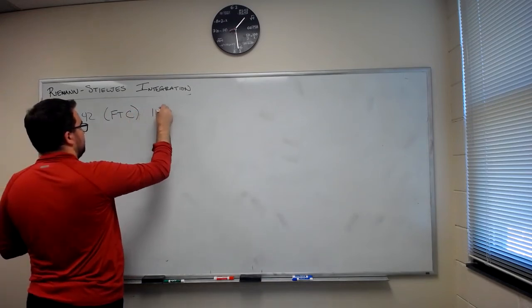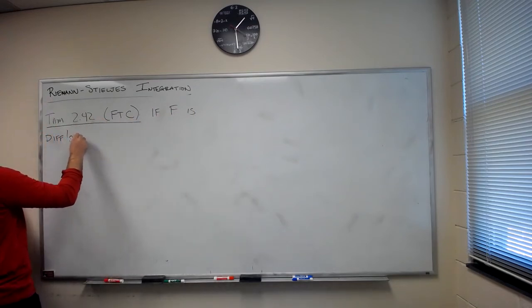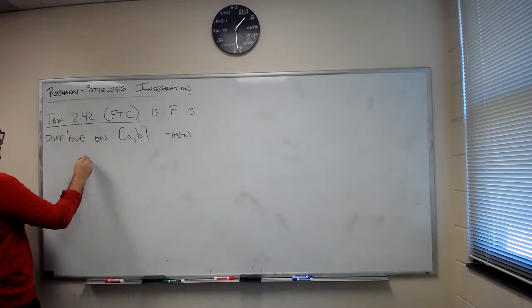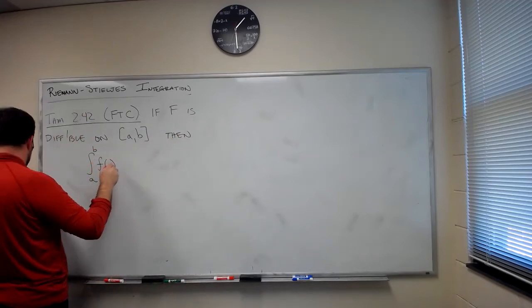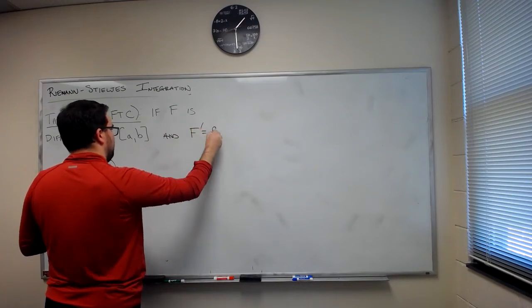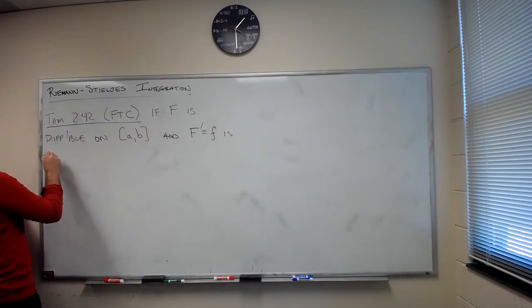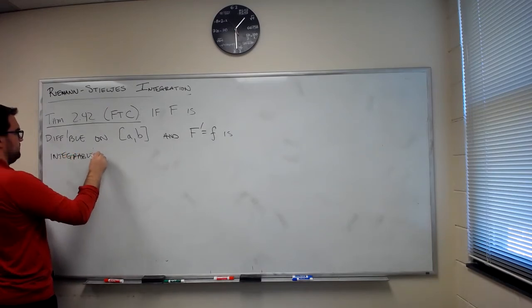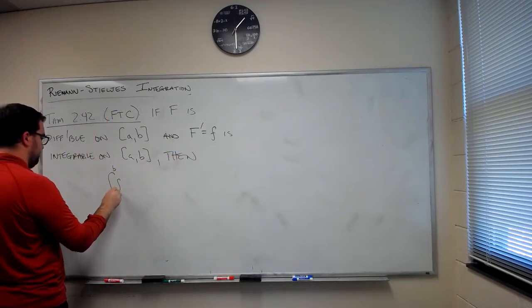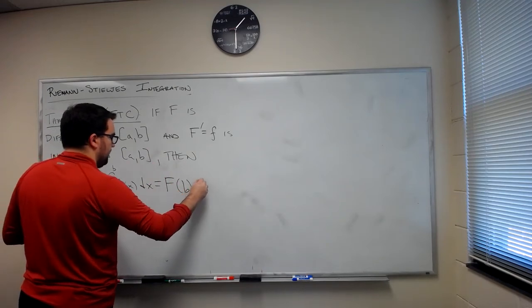Okay. And so this says if capital F is differentiable on an interval AB, and the derivative of capital F is equal to this function little f, which is, sorry, integrable on AB, then the integral from A to B of f of x dx is equal to capital F of B minus capital F of A.